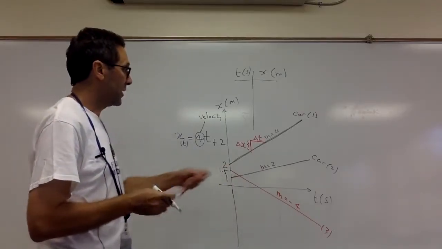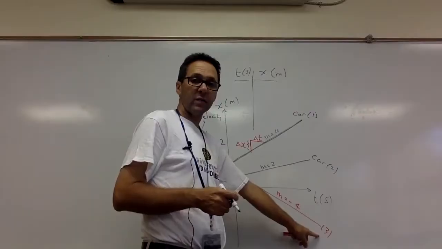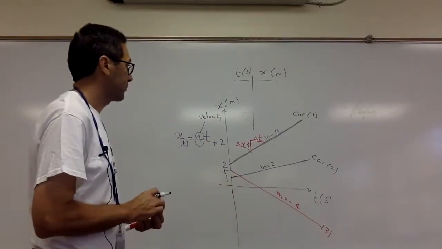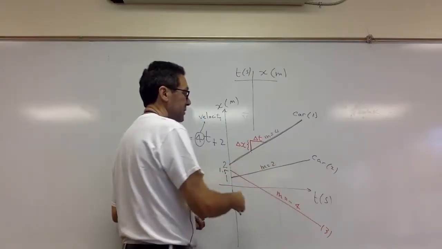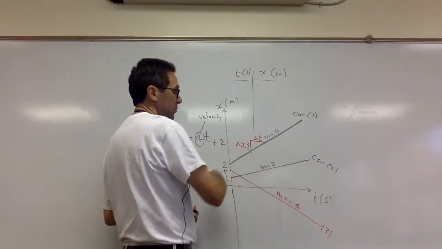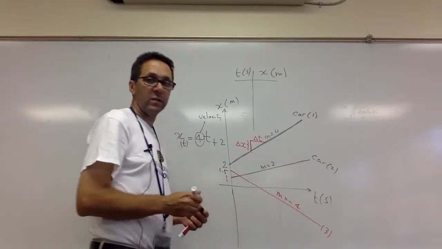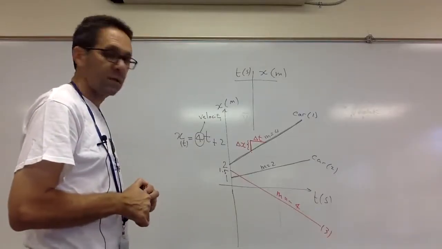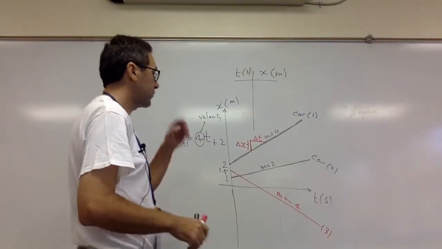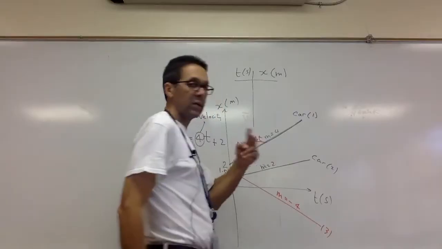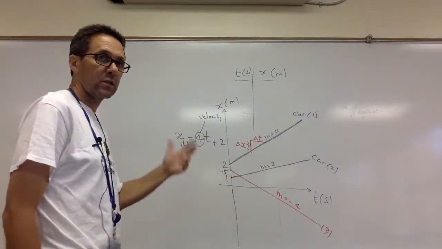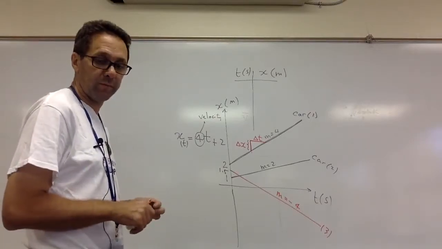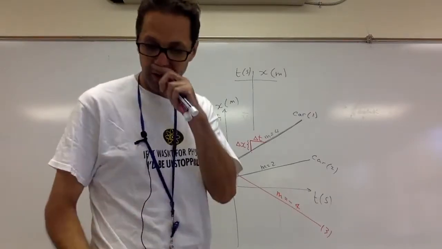Now, the speed of car 1 and the speed of car 3 are the same. And the reason for that is they have the same steepness. It's just that car 1 is going in the positive direction. Car 3 is going with the same speed, but in the negative direction. So going forward, if you have to compare 2 graphs and figure out which object is moving faster, just look at the steepness of their curves. And that should do it.